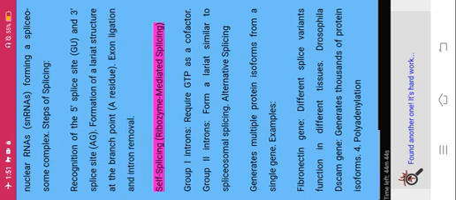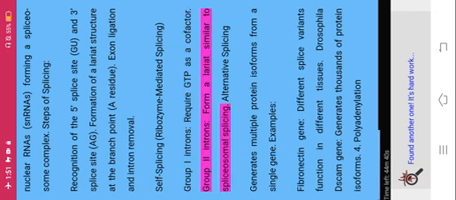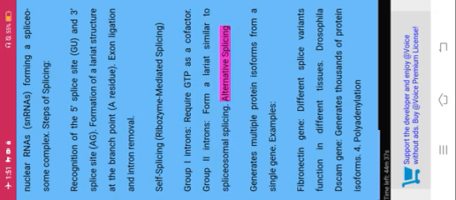Self-splicing, or ribozyme-mediated splicing. Group 1 introns require GTP as a cofactor. Group 2 introns form a lariat similar to spliceosomal splicing. Alternative splicing generates multiple protein isoforms from a single gene. Examples: the fibronectin gene, where different splice variants function in different tissues, and the Drosophila Dscam gene, which generates thousands of protein isoforms.